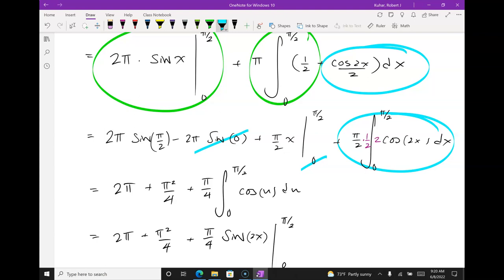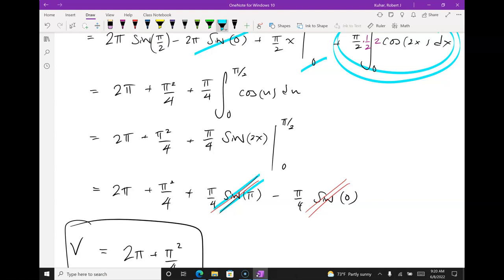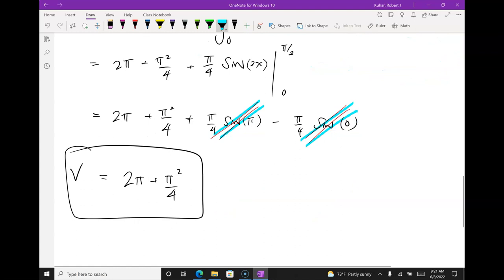But I do this u sub, right? U is 2x, so du is 2dx. So I need that extra 2 inside, I need a 1/2 outside. So there's where my pi over 4 is coming from. The antiderivative of cos of u is sine of u, so there's sine of 2x. And it's nice when I evaluate both of those at pi over 2 or 0, I get 0. So there's my volume.